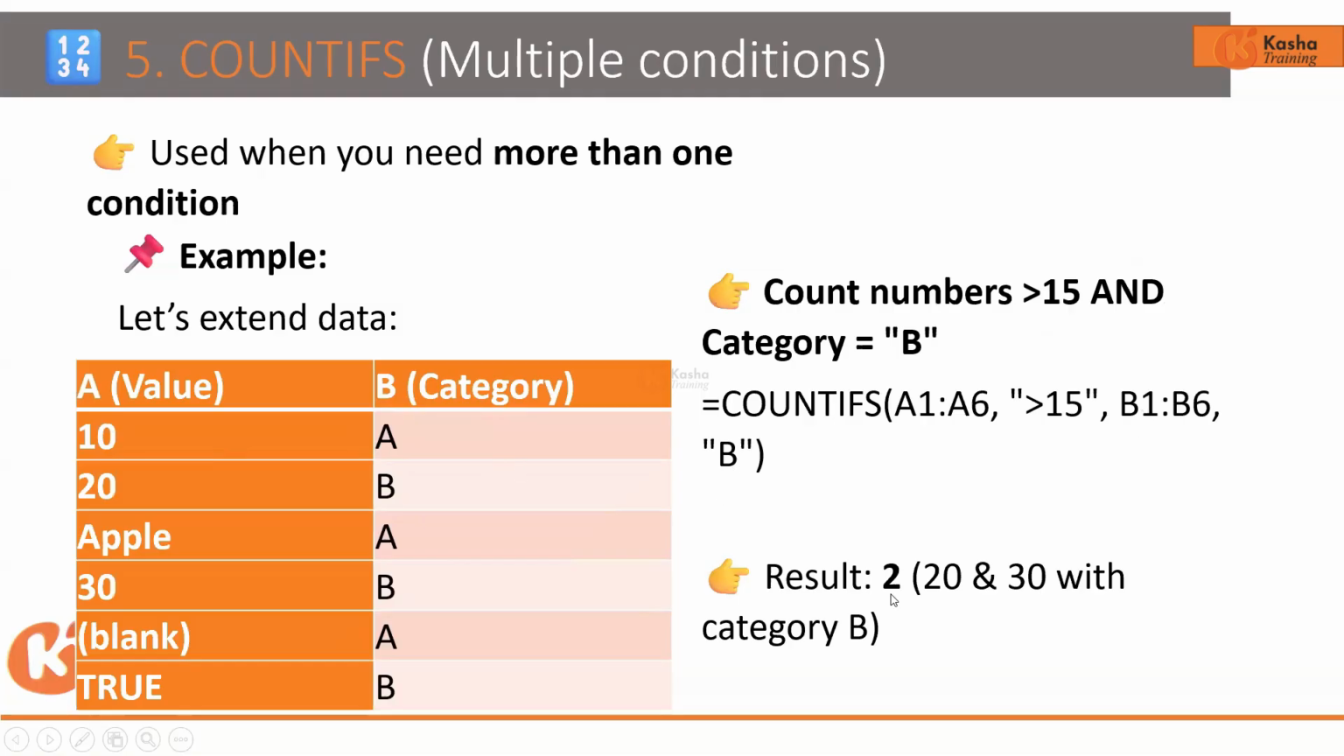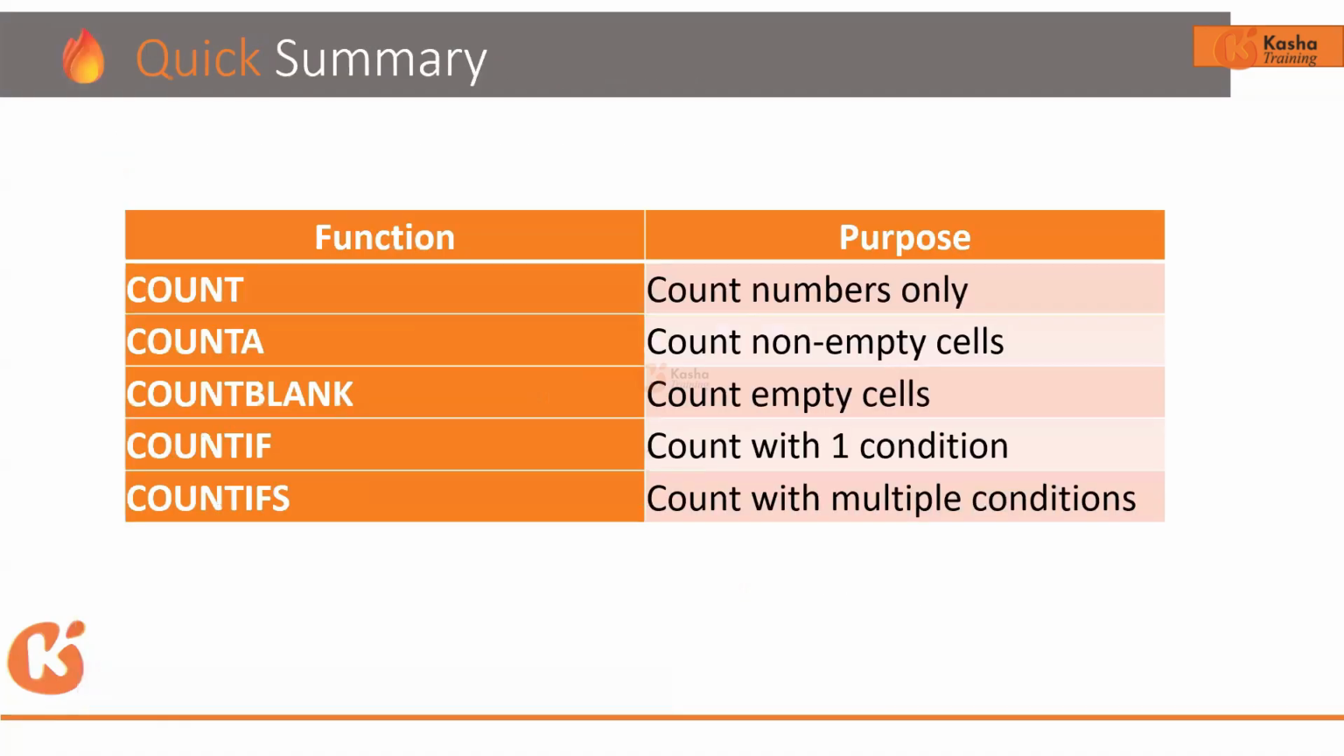Now here you can see the result is coming only 2 because there are only two values which are greater than 15, which is 20 and 30 with category B. So 20 is also with the category B and 30 is also with the category B. So like this, you can use your COUNT and then COUNTA. Then we have seen COUNTBLANK, and then we have also seen COUNTIF. Then the fifth one, we have seen COUNTIFS.